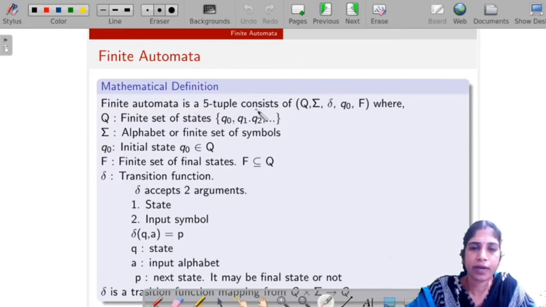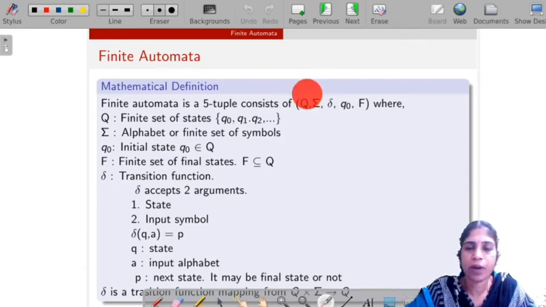Finite automata is a 5-tuple consisting of Q, sigma, delta, Q0, F. That means previously we discussed 5 properties. These 5 properties are represented by the 5-tuple. Okay, Q, sigma, delta, Q0 and F, where Q is the finite set of states. The finite automata must have finite set of states. That finite set of states is represented by the symbol Q. That means set Q0, Q1, Q2, Q3 etc. up to Qn. So this set is always finite.